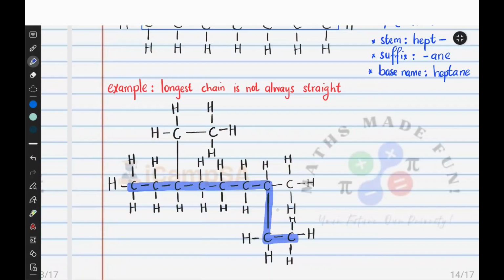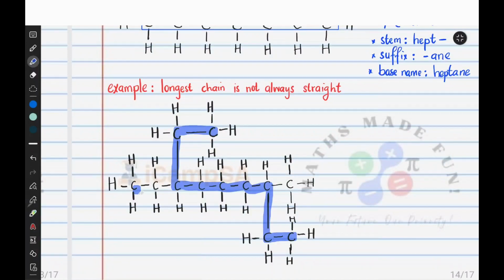They are like that. Call it a zigzag if you want, but they are not straight, and they happen to be longer than this straight continuous chain. The straight continuous chain has 1, 2, 3, 4, 5, 6, 7, 8. The ones that are not straight, like this one, have 1, 2, 3, 4, 5, 6, 7, 8, 9. So that's one thing to be aware of: the longest continuous chain will not always be a straight one.